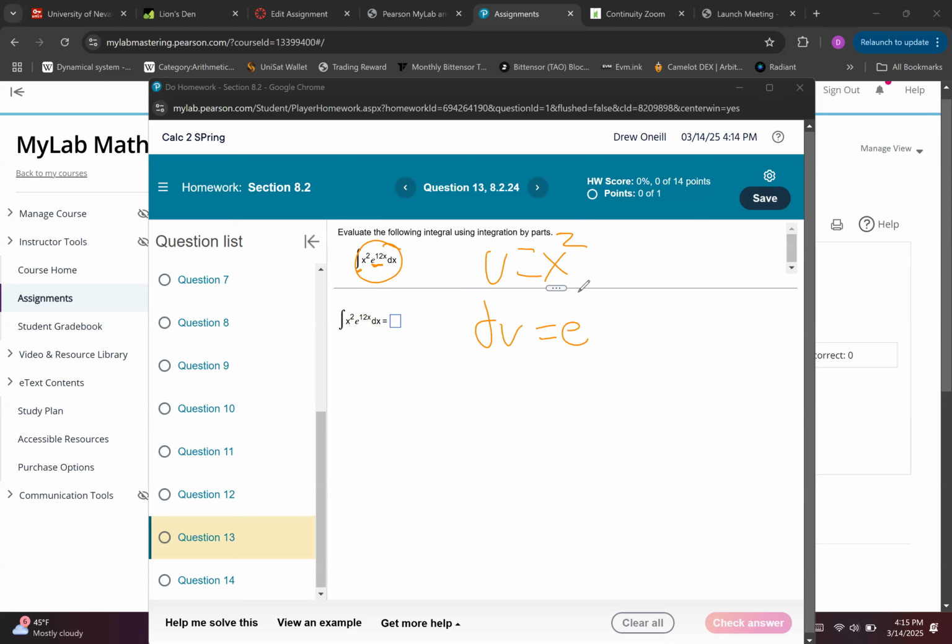And so dv is that, right? And so the setup looks like this, this is du. I'm not going to make the square, but imagine I did. V would be this. After one iteration, what happens is we have u times v, so we have x squared over 12 e to the 12x minus the antiderivative of v du, which is 2x. So look what happens, over 12 e to the 2x.